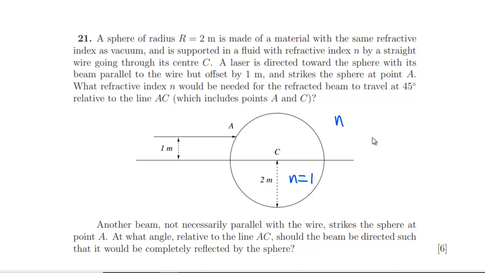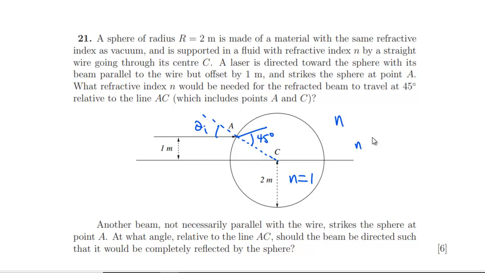Okay, wonderful. Strikes A. What refractive index n would be needed for a refracted beam to travel at 45 degrees relative to the line AC? Right, so that is our normal, so that's good. 45 degrees, because it's going to bend away from the normal now, because we're going into lower refractive index. So we want 45 degrees there. So we've got the n side. This is our theta I. What refractive index, isn't it? Right. So anyway, let's put theta I there.